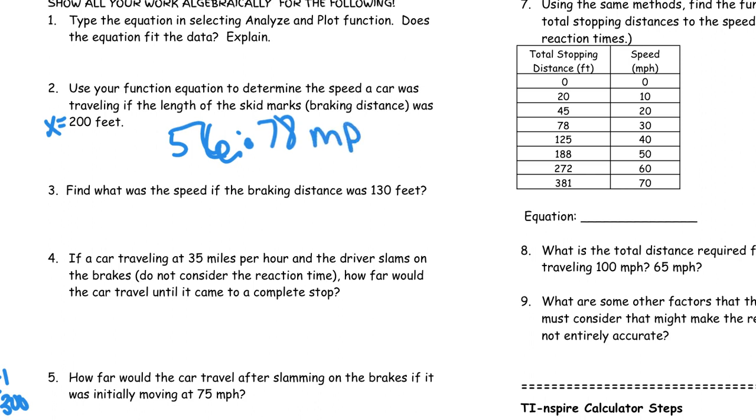There we go, miles per hour. So at about 56.78 miles per hour, you'll have a 200 feet skid.